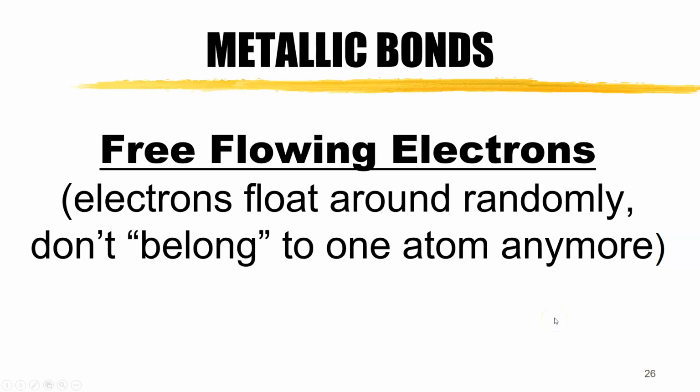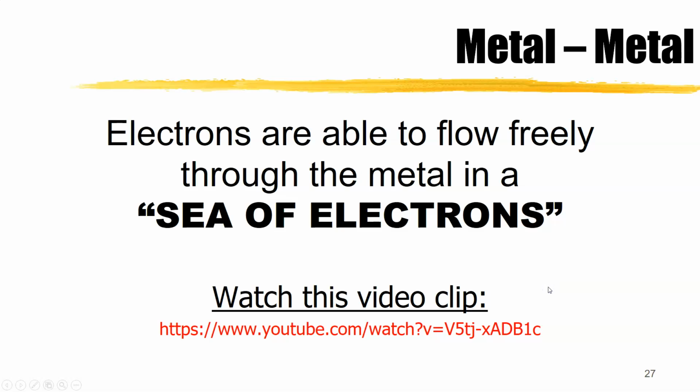The last one is metallic bonds. We don't learn very much about this. Really, we just learn that the electrons start to flow around and they don't really belong to one atom anymore. We say that they are a sea of electrons. If you think of the ocean, the sea, the water just kind of flows all over the place, right?